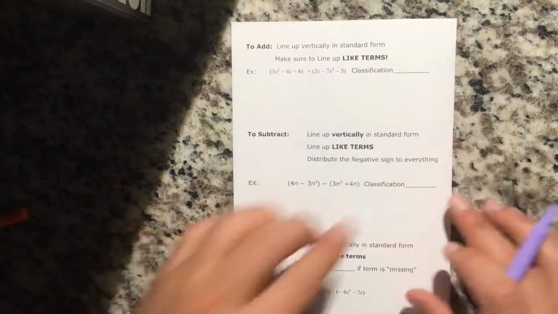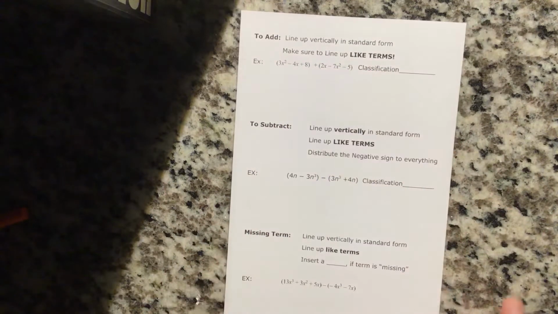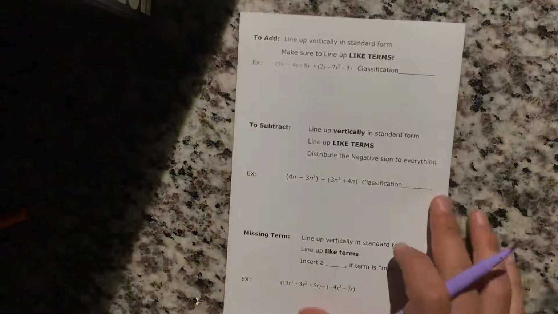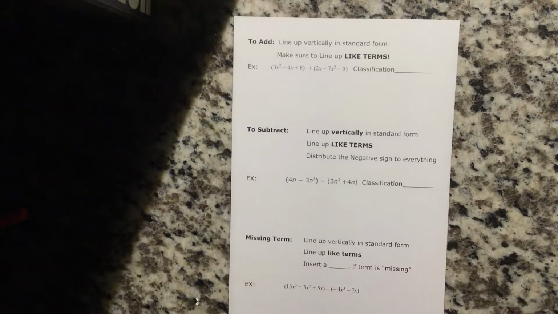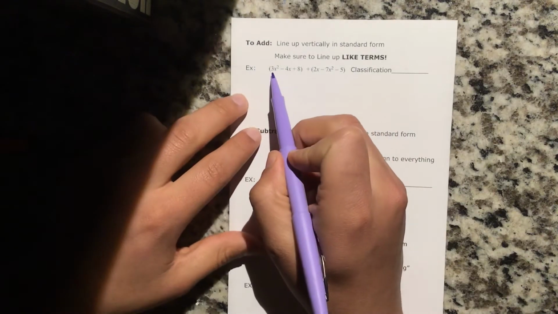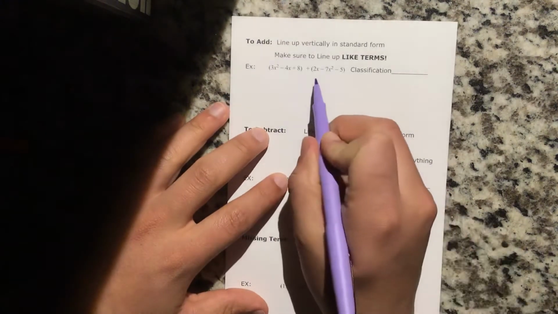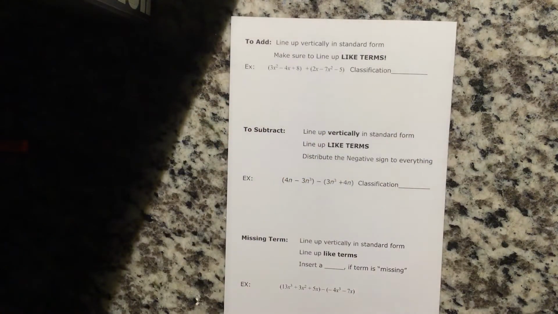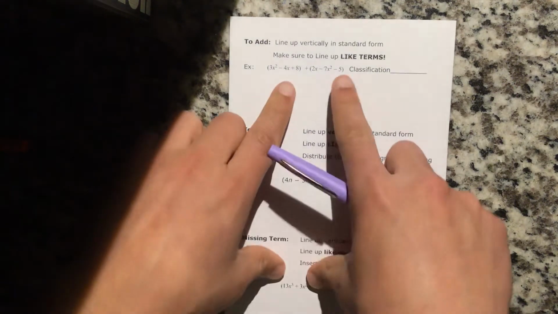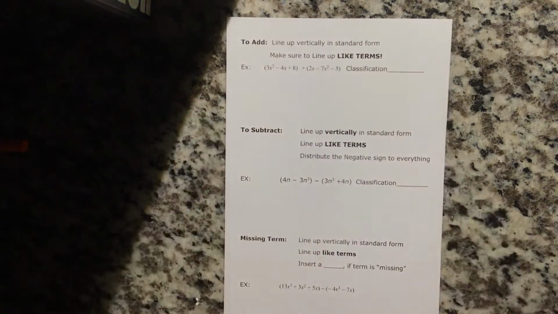So we're going to flip to the second page of a little booklet, okay? And here we go. So we're going to line these up vertically in standard form, and we're going to make sure we line up the like terms, okay? So make sure we get that. So I'm going to be adding 3x squared minus 4x plus 8 plus 2x minus 7x squared minus 5, okay? So I'm going to be adding two polynomials, okay?